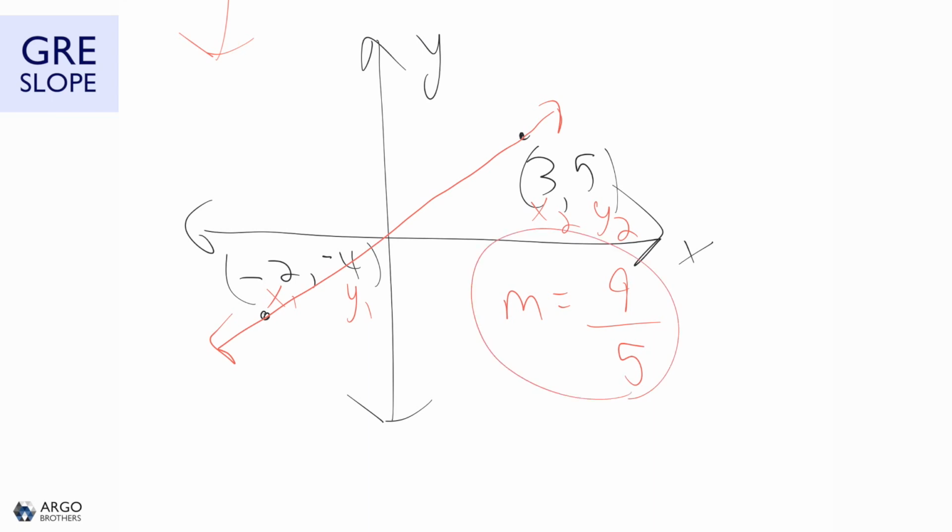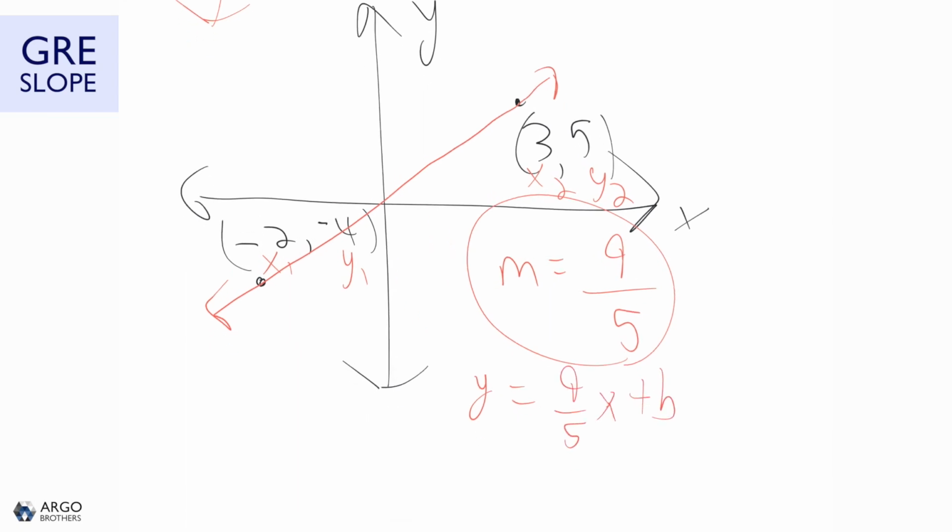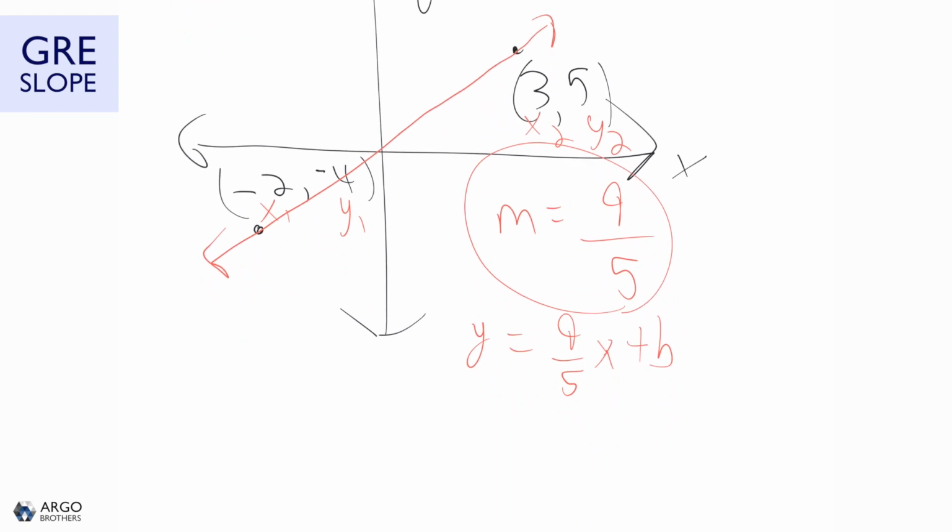Great. Now, how do we find the y-intercept? Well, we know the equation is y equals mx plus b, so we already have the slope, so it's y equals 9 over 5x plus b. But we still need b, which is the y-intercept. So we can plug in any point. Let's pick this point to plug in. So we're going to plug in the y value as -4, the x value as -2. So we have -4 equals 9 over 5 times -2 plus b.